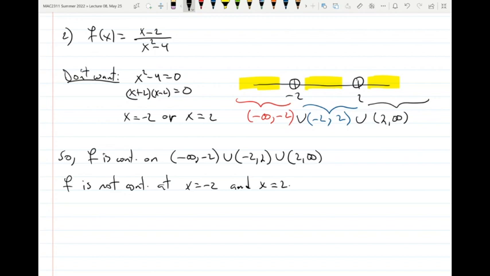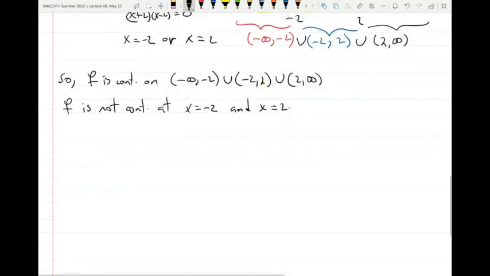Okay? So we know that the function is not continuous at these two guys. Okay. So now let's see whether it's removable or not. How do we do that? Take the limit as x approaches -2 and see what happens. Take the limit as x approaches 2 and see what happens. Okay? All right.